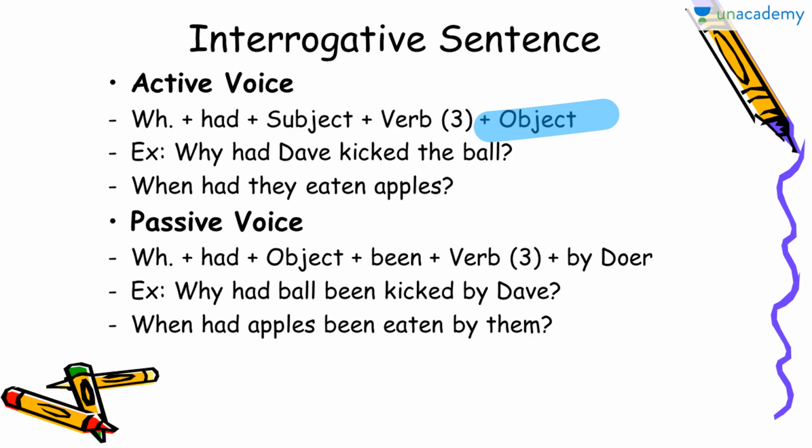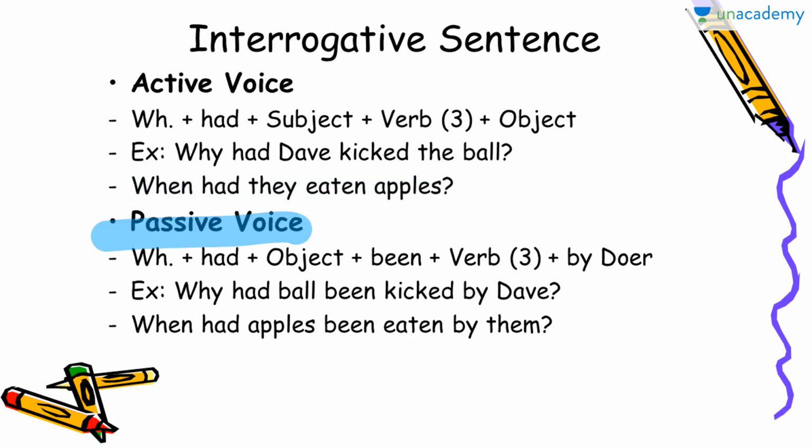For example, why had Dave kicked the ball? Here, why is telling us that we want to ask the reason. Then another example, when had they eaten apples? So when here is telling about time, that we want to ask the time or at what date or what was the situation at that time. We are asking about this. It will start with when, then had they eaten apples.